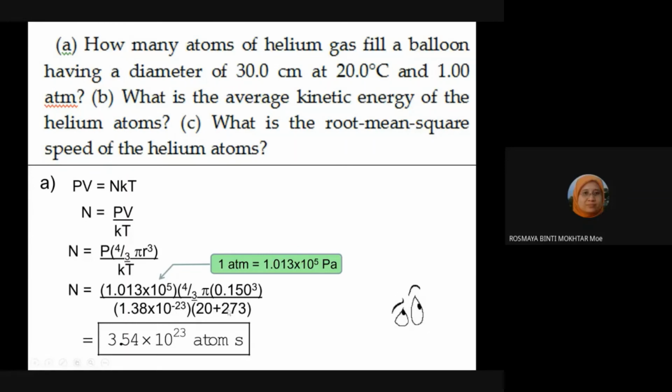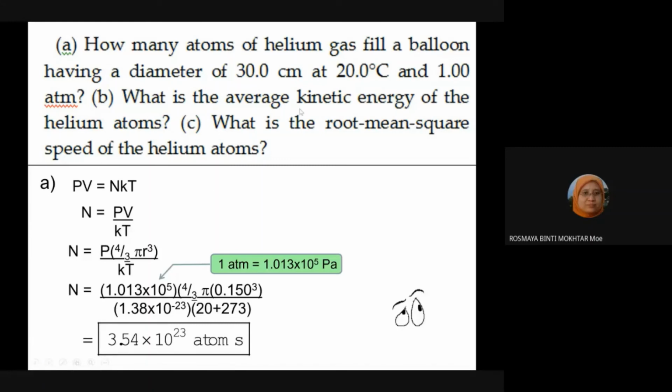And lastly, the temperature is 20 degrees Celsius plus 273, so we convert this to Kelvin. So we get the answer, number of molecules equals 3.54 times 10 to the power of 23 atoms. So this is the answer for question A. Any problem with question A? Okay, no problem. So we go to question B.